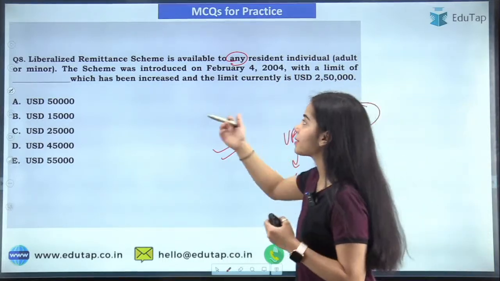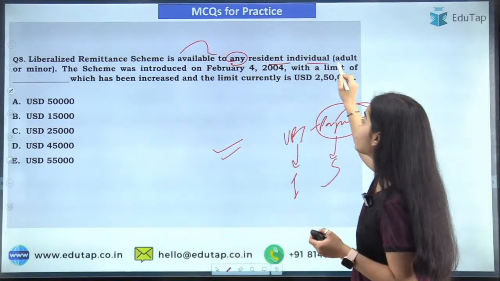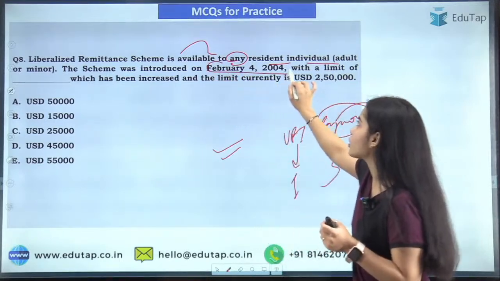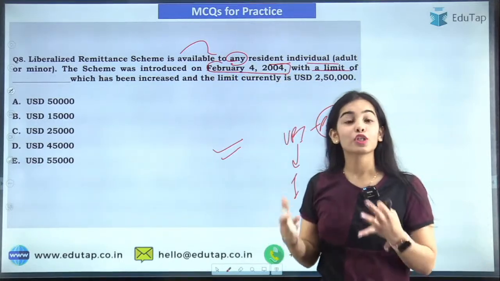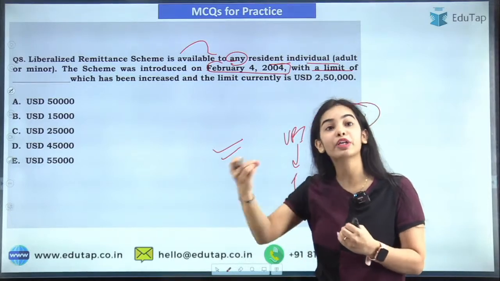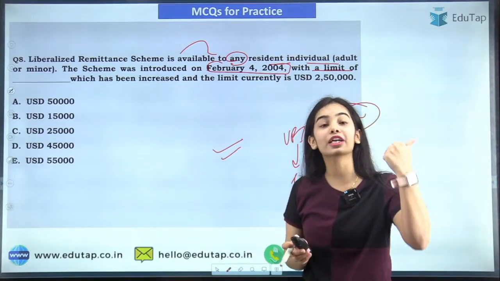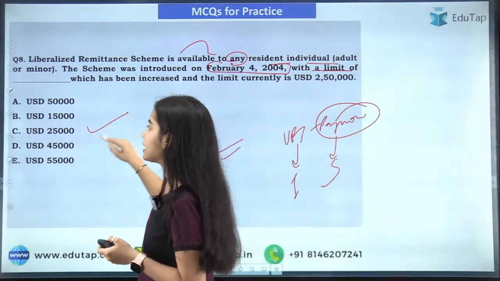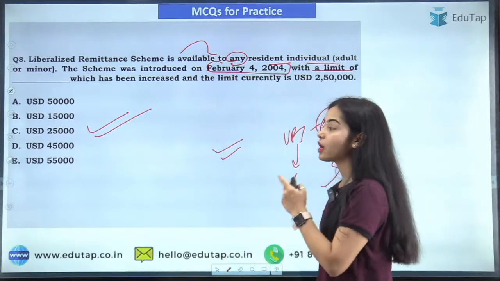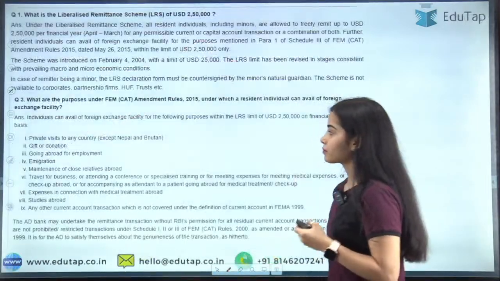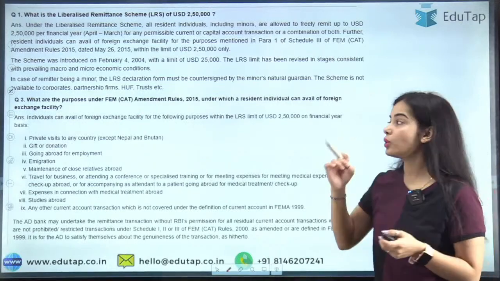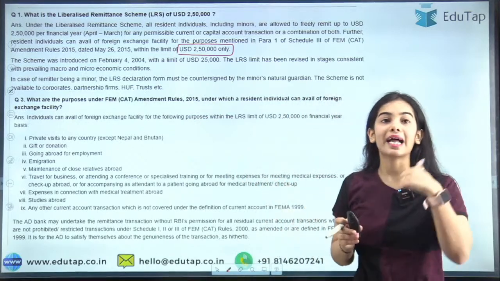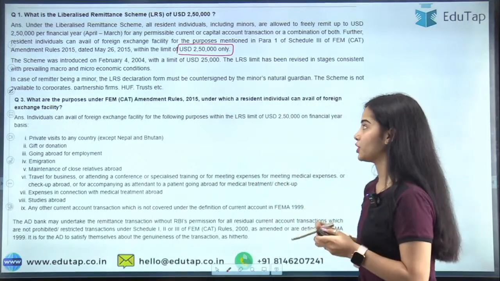Now the liberalized remittance scheme is available to any resident individual, adult or minor. The scheme was introduced on February 4, 2004 with a limit of... So it is not necessary that they will ask you the current limit. They can ask you the limit when it was introduced, because it is also very important. Okay. So yes, I am getting the answer C. That is correct. It is 25,000 USD. Okay. And the current limit is what? It is 2,50,000. So the current limit is 2,50,000 while the limit at that time was 25,000 USD only.